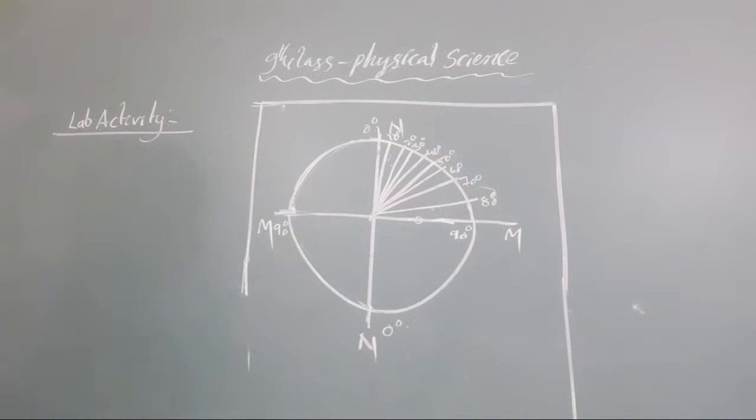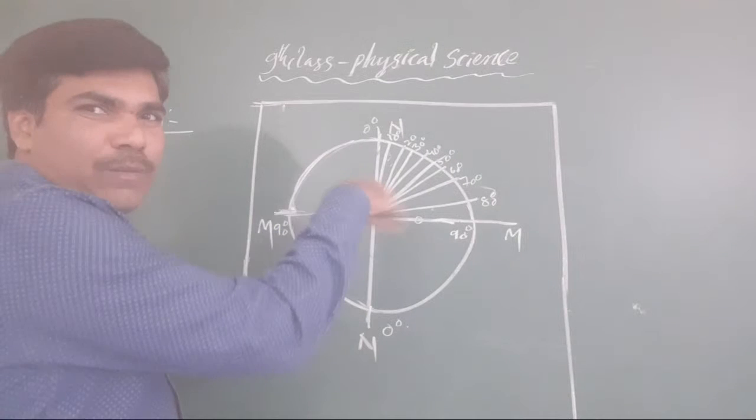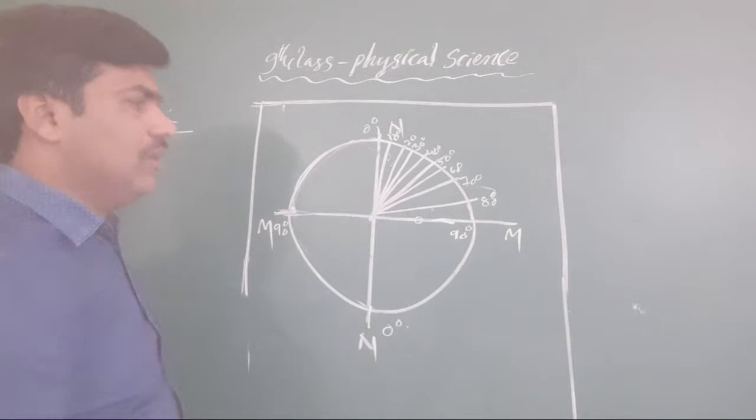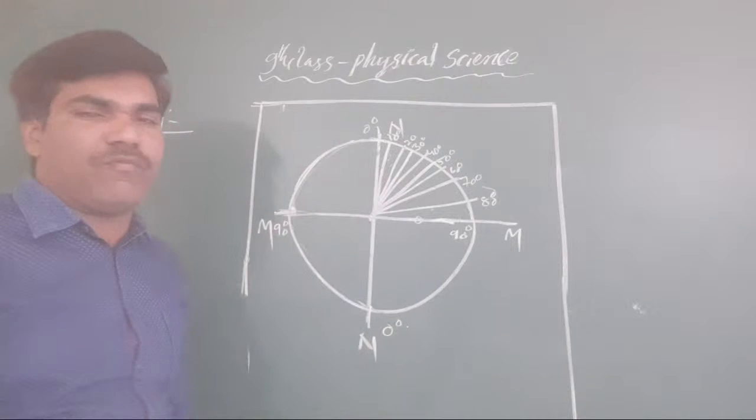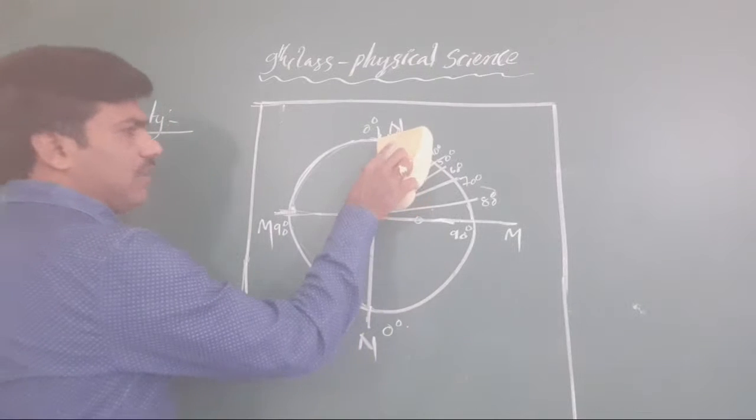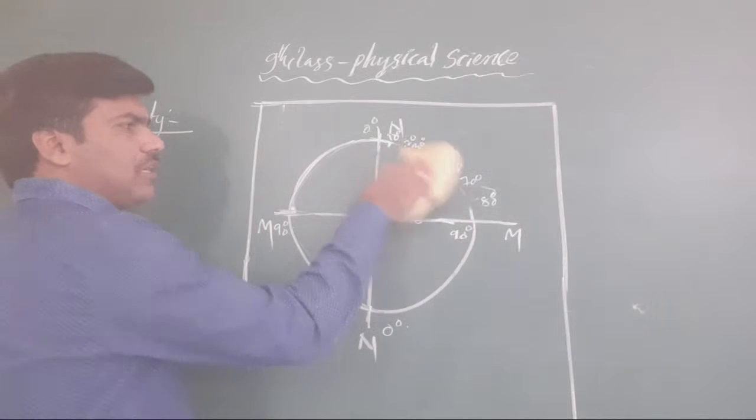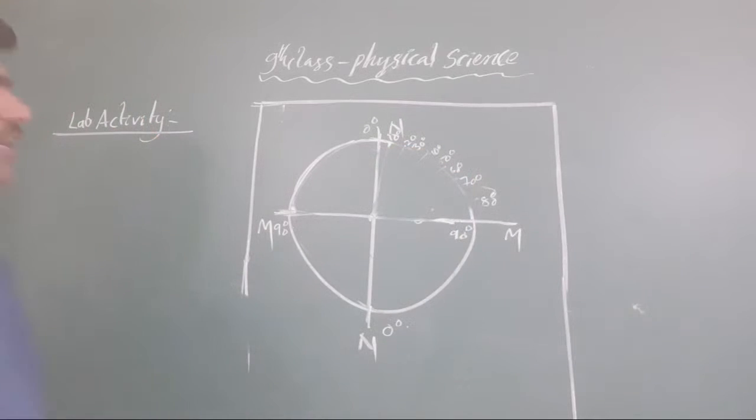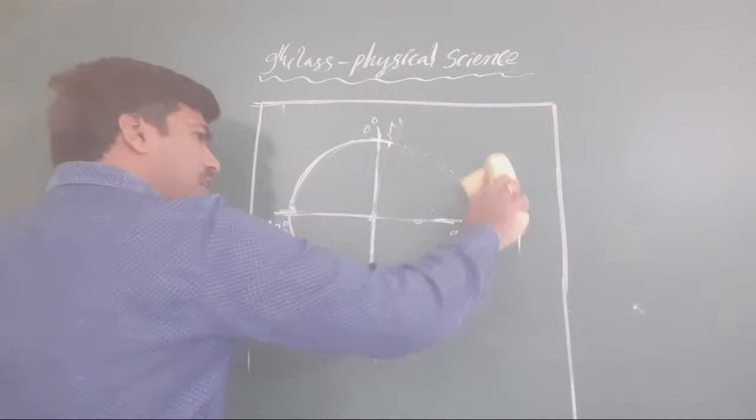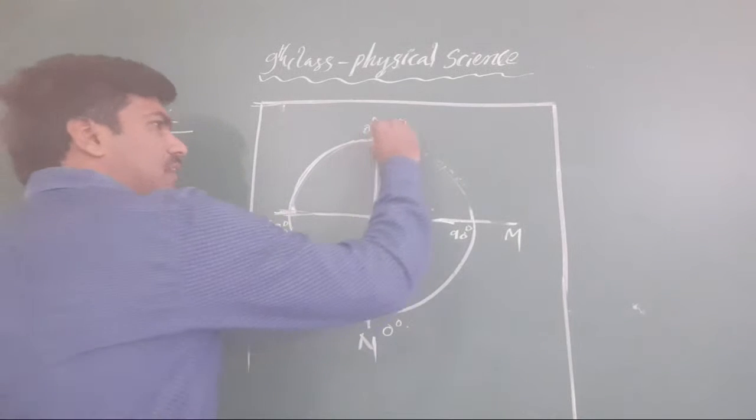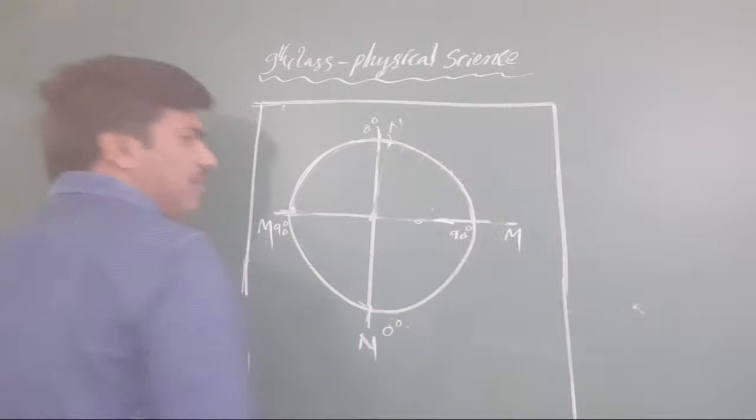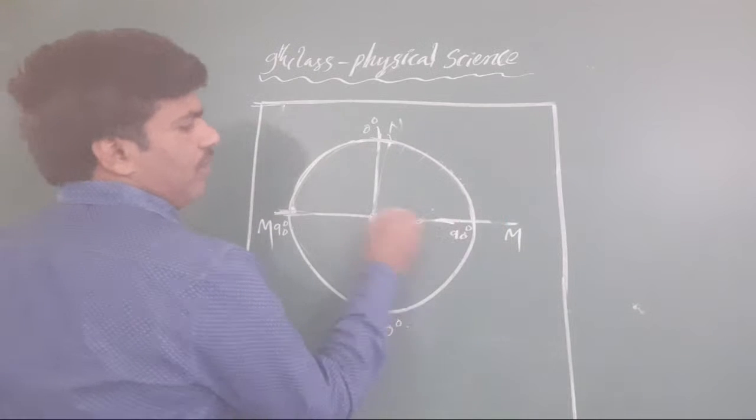In that way only you consider, but you take equal parts. I am not taking equal parts here, but you take all equal parts of lines. First we have to take them equally in one plane. For our convenience, the lines you draw must be spaced equally. At that time only this lab activity will work for you. Clear or not, all the students?